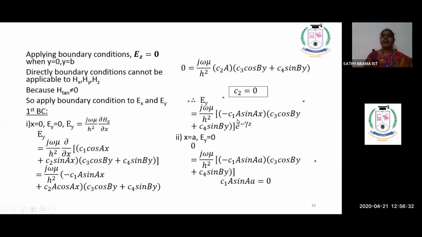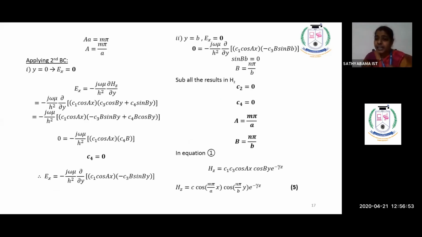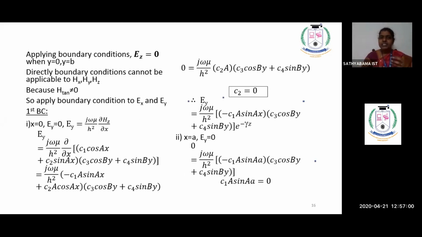Okay, so now I will substitute the first boundary condition, y equal to 0 and y equal to b. I am substituting the first boundary condition in the equation for Ez, and I'm just going on minimizing it. I'm getting the value of C2 equal to 0. And in the next slide, I'm getting the value of capital A to be equal to m pi by a. I'm rushing it because this entire part you know for yourself. That is applying the boundary condition, minimizing it, and seeing which component is equal to 0, you can easily do.